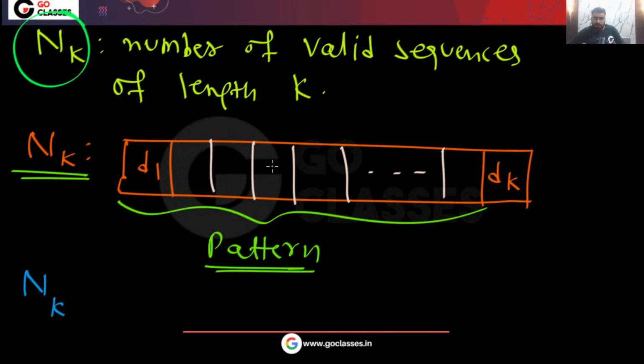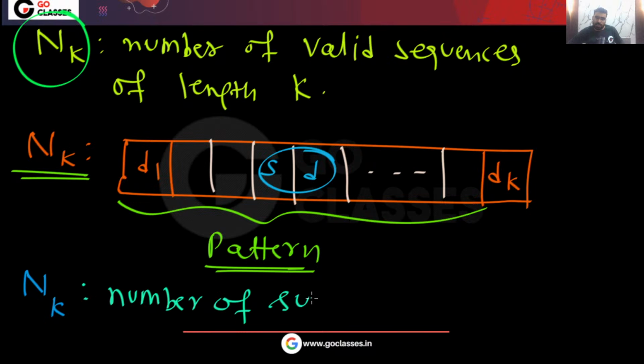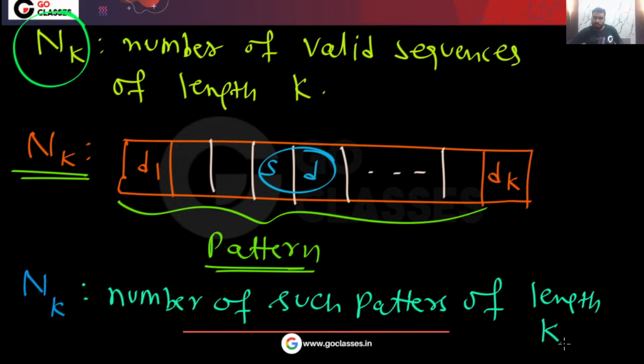Also remember, if there is a sign, it must be followed by a digit, that you already know. So this type of pattern, how many of this type of patterns you have? That is your nk. Nk is number of such patterns of length k. Okay, is this clear? Very simple.